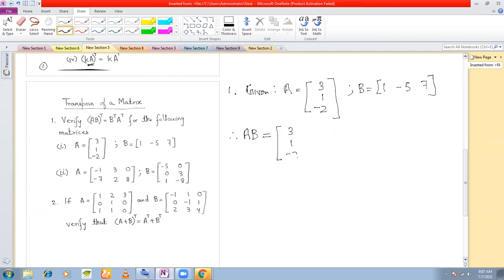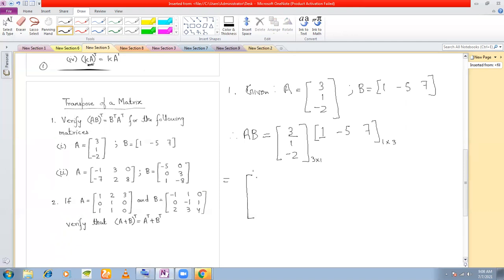3, 1, minus 2 times 1, minus 5, 7. So what should be AB? First of all, let's see what should be the resulting matrix here. What is the order of this matrix? 3 by 1. What is the order of this matrix? 1 by 3, right? So the order of the resulting matrix should be a square matrix of order 3, that is a 3 by 3 matrix, right? Fine. So now we multiply.